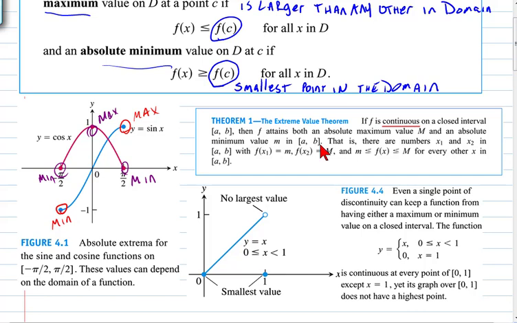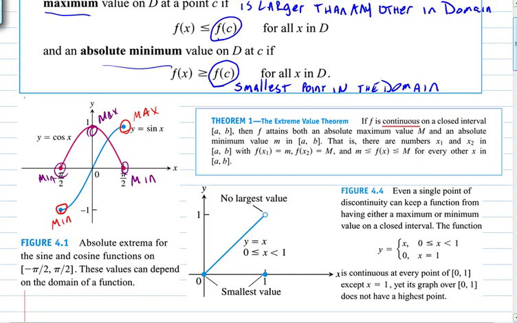We have our first theorem, the extreme value theorem. It says if f is continuous on a closed interval from a to b, then f attains both an absolute maximum value and an absolute minimum value somewhere in this closed interval. That is, there are numbers x1 and x2 in the closed interval where f of x1 is the minimum and f of x2 is the maximum. So we have a smallest value and a largest value than every other point in this interval.